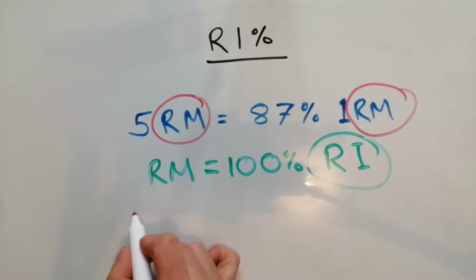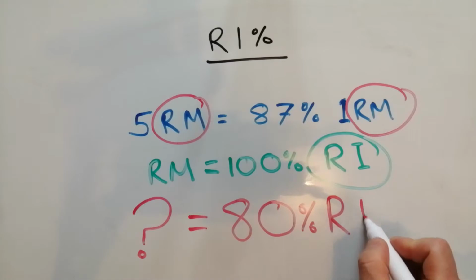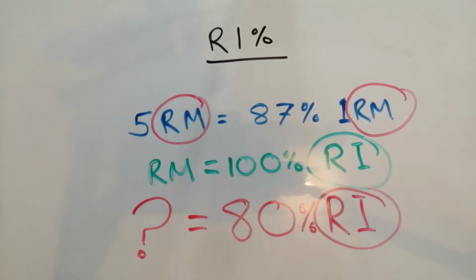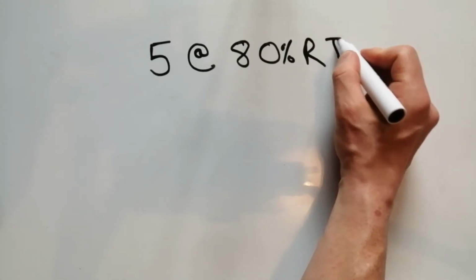But what if we want to do only 80% relative intensity, meaning we've got 20% of our overall effort left at the end of a set? Let's look at an example. Let's say we want to do 5 reps at 80% relative intensity.